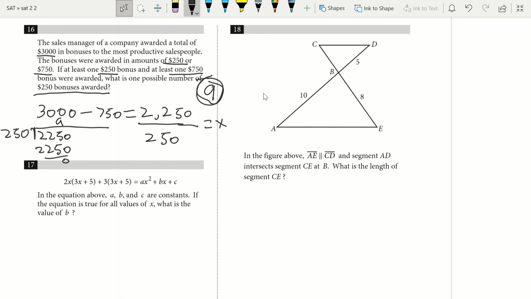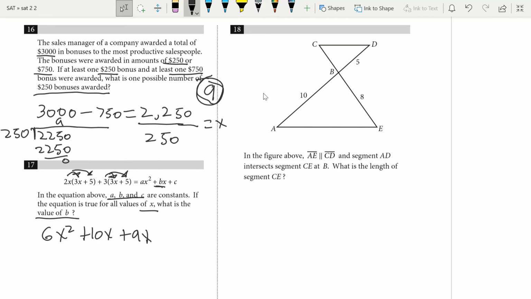Question 17. In the equation above, A, B, and C are constants. If the equation is true for all values of x, what is the value of b? We have to solve for our middle term. We're going to distribute our 2x to these numbers and our 3x to its corresponding number. So 2x times 3x gives me 6x squared. 2x times 5x gives me plus 10x. 3x times 3x gives me plus 9x, and I don't have to do the rest because all we care about is our middle value.